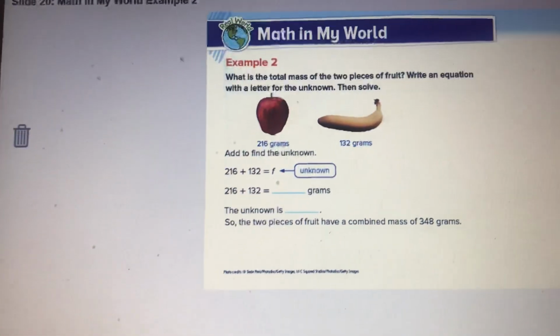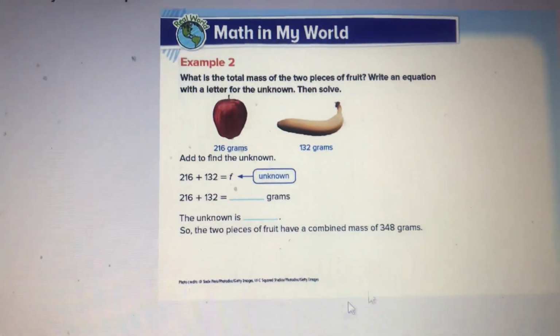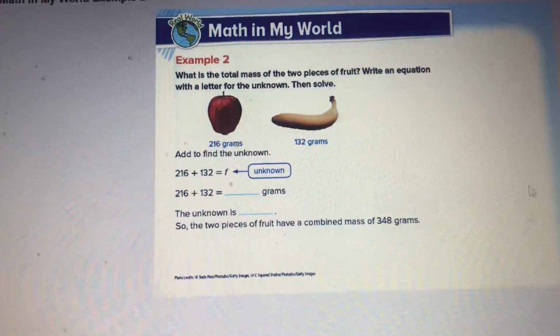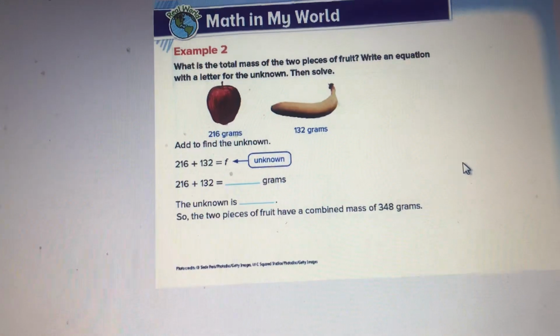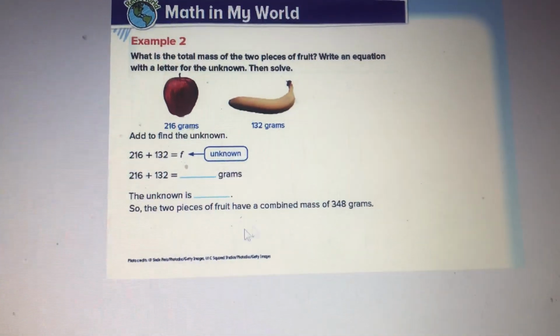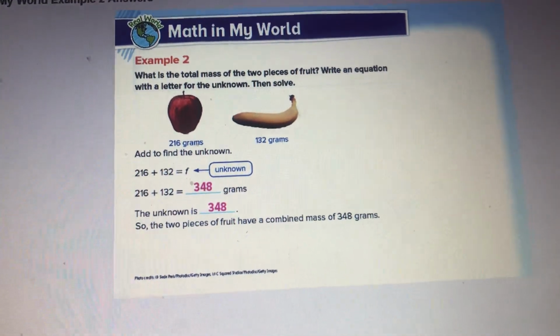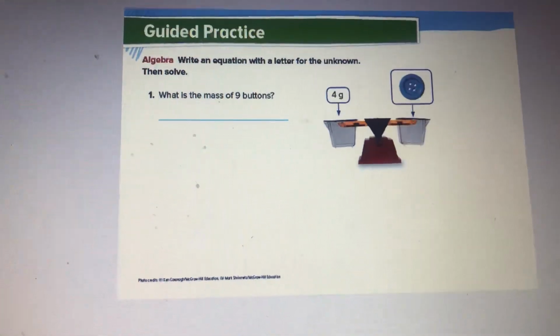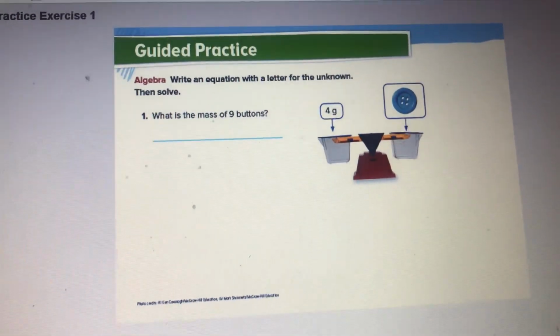So on the side over here, you guys can go ahead and see if you can add 216 plus 132 and get your answer. Pause the video if you need to, and then check and see if you got it right. 348 grams, okay? What's the mass of 9 buttons?